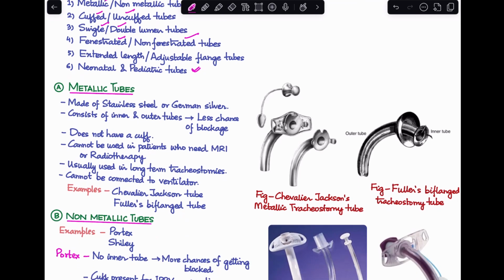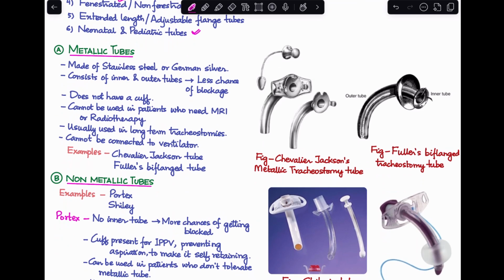Let's get started with metallic tube. Now, metallic tubes are usually made of stainless steel or German silver. If you look at the image, these are the two common metallic tubes that we know. The first is Chevalier Jackson's metallic tracheostomy tube, and the second one is Fuller's biflanged tracheostomy tube. So you can see that they usually have an outer tube and an inner tube. This reduces the chance of blockage of the tube because you can easily take out the inner tube and clear out all the secretions and put it back.